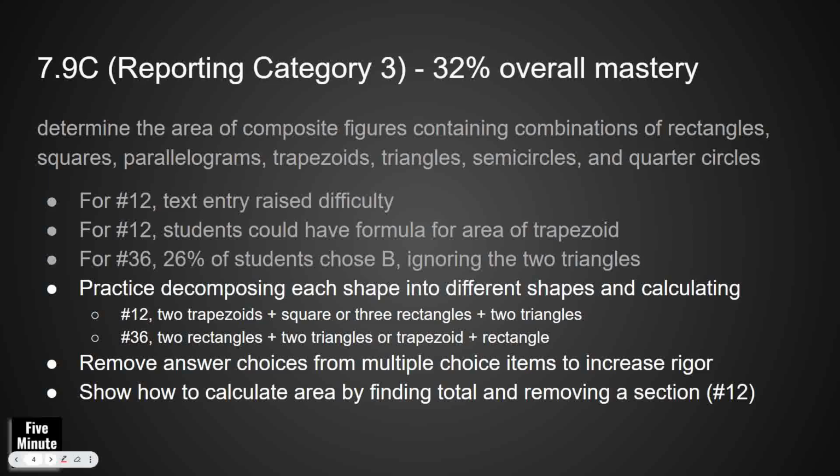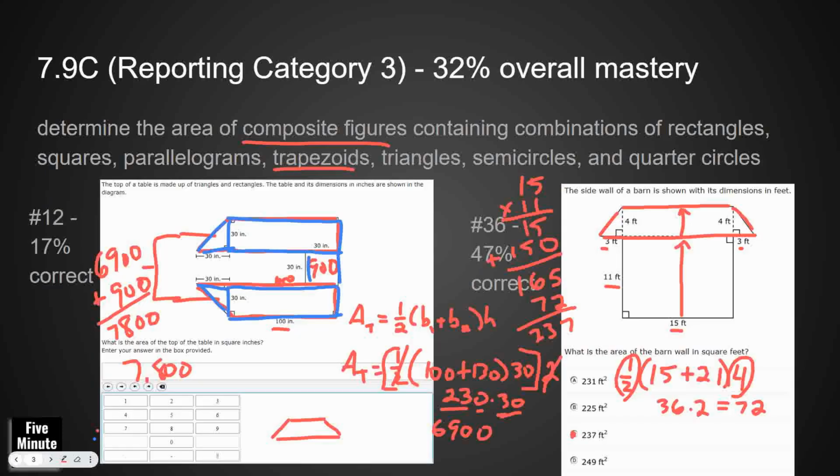Okay. So for that first one, the text entry raised the difficulty. And they could have chosen the area for trapezoid, but that's only if they recognize those shapes as right trapezoids. So it's a shape identification issue that we can work on with them. Now, for number 36, 26% of the students chose B. Let's go back and look at that.